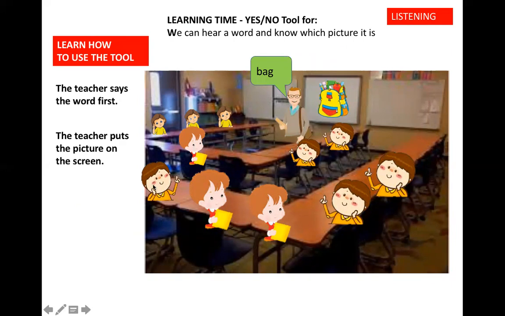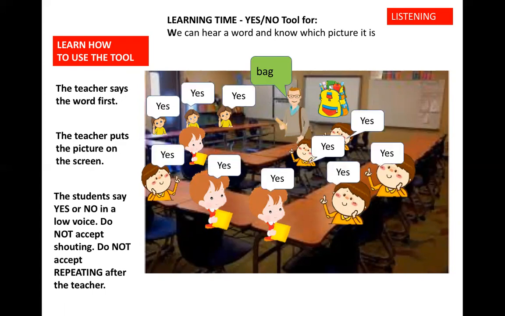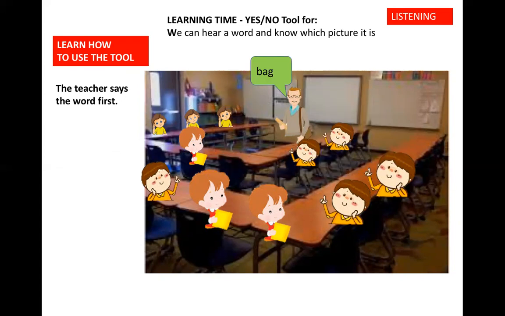And the students are going to say yes or no in a low voice. Please do not accept shouting and do not accept repeating after the teacher, which is a classical conventional way. But there are many reasons why repeating after the teacher is not a good way. And we can explain that with the rationale and the pedagogy behind it as well. Therefore, let's look at it again.